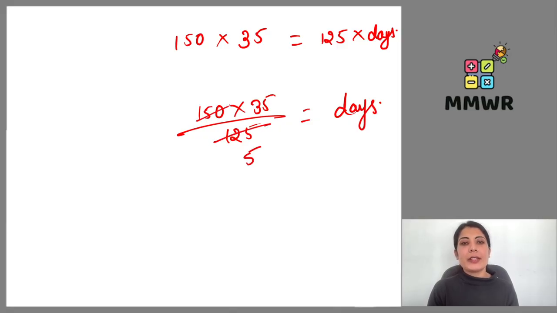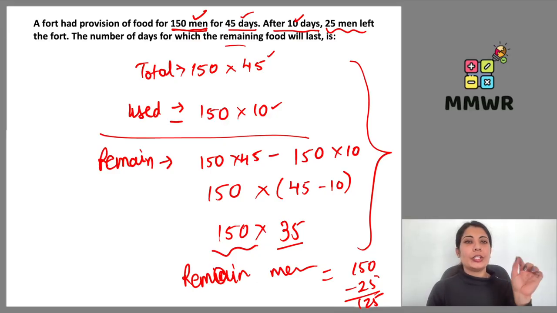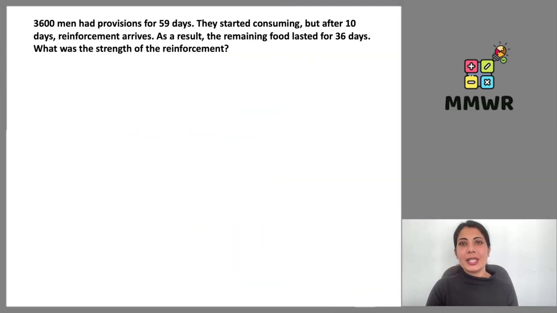25 5s are 25, 6s are 5, 1s are 5, 7s are 6 multiplied by 7 is 42 days. They can consume the food for 42 days. I hope it's easy to understand. You don't have to do it the longer way. You just have to see 150 people were there, so 150 multiplied by 35 will be the case because 45 में से 10 days हो चुके. So बचा हुआ केस हमको discuss करना है. So this is the shortcut way. Okay, now let's see the next example.